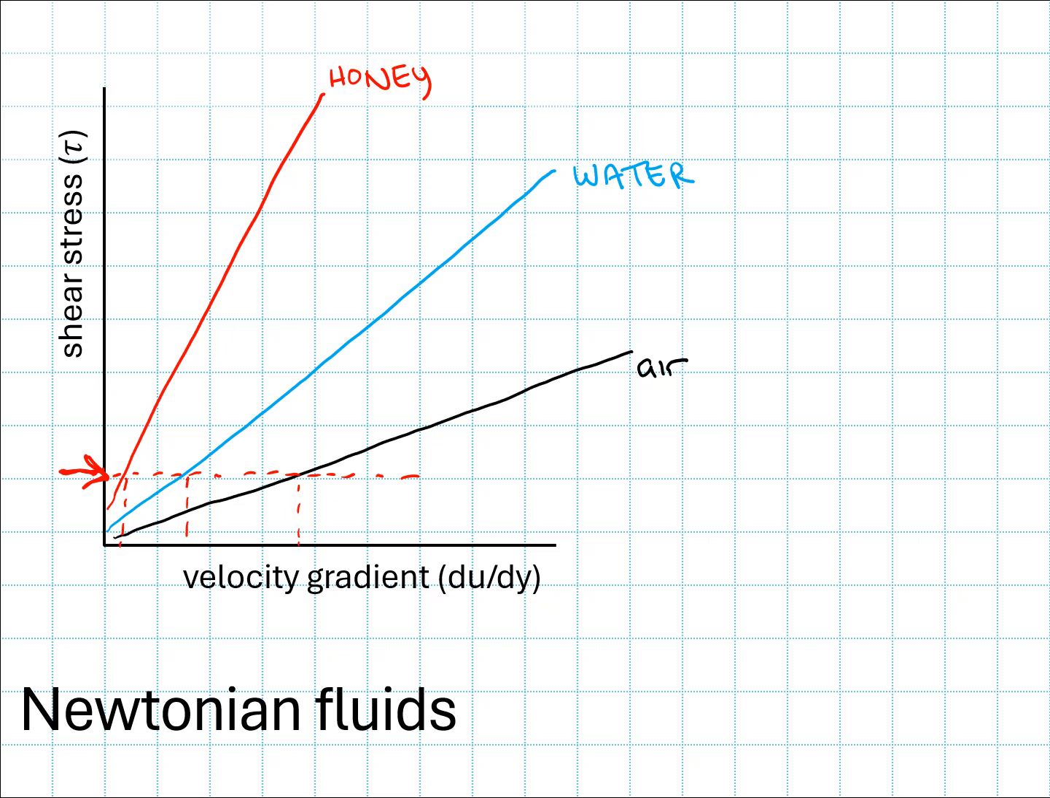So now we have arrived at the definition of a Newtonian fluid. Any fluid where the rate of deformation, the velocity gradient, is linearly related to the shear stress applied, this is a Newtonian fluid.